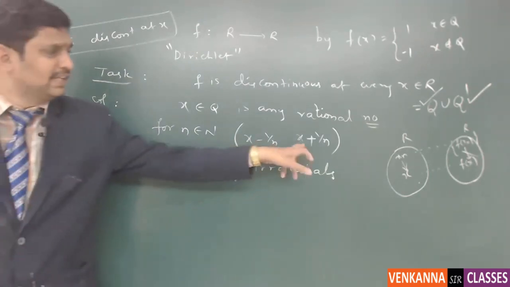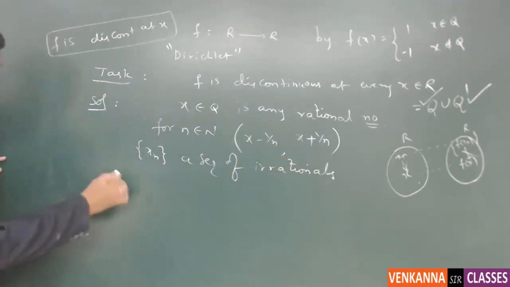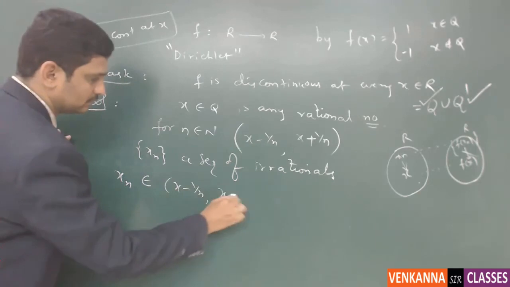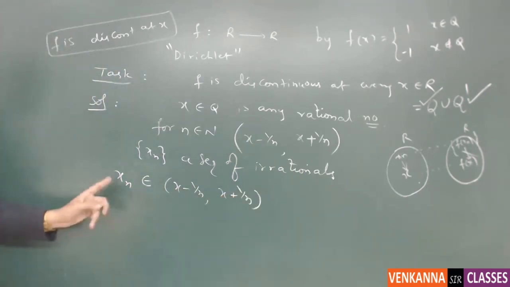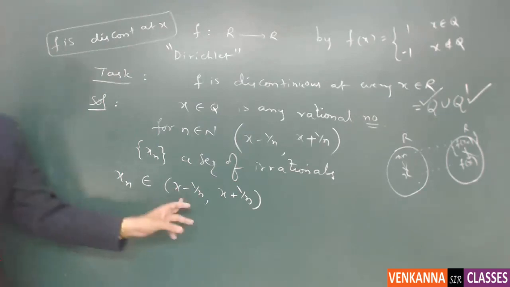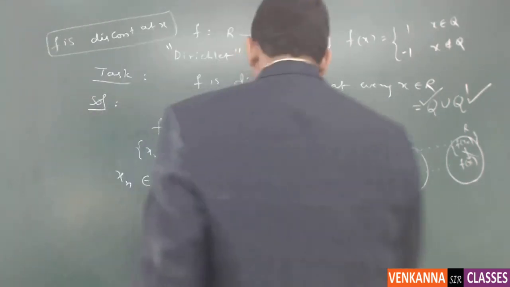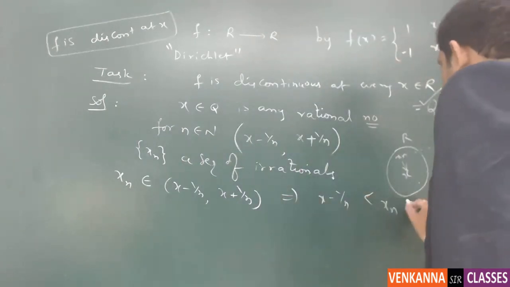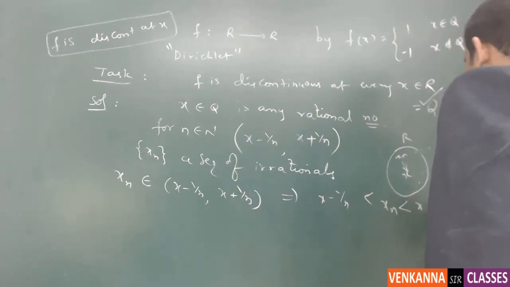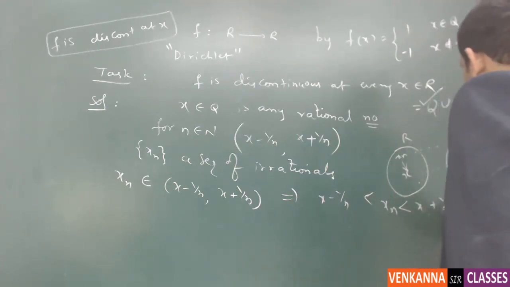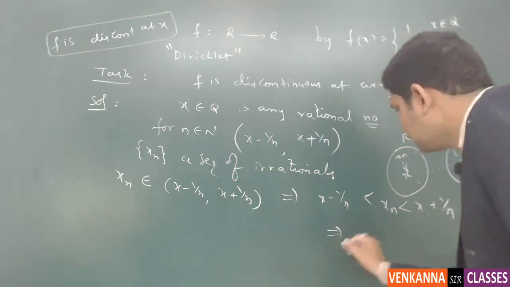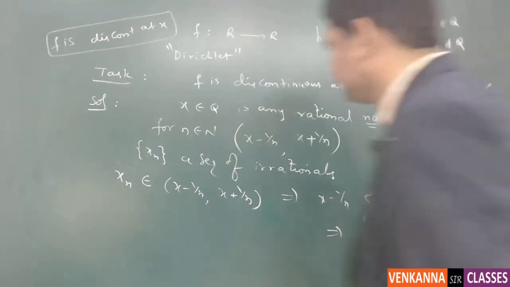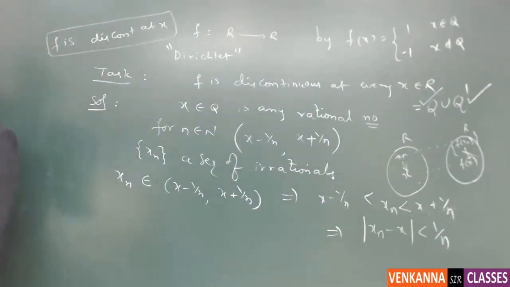So, if you consider xn here, what does this mean? xn is lying between these two. In other words, x minus 1 by n is less than xn, which is less than x plus 1 by n. So it is nothing but modulus of xn minus x is less than 1 by n. Could you agree?